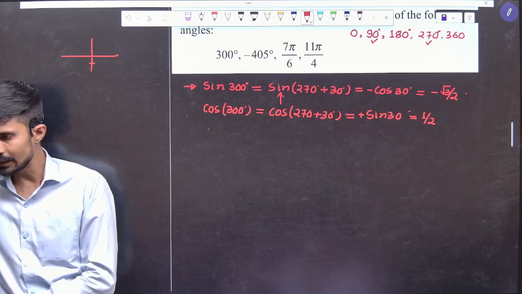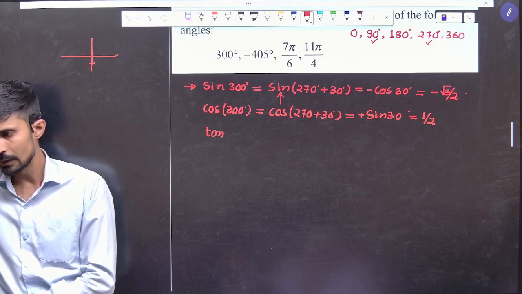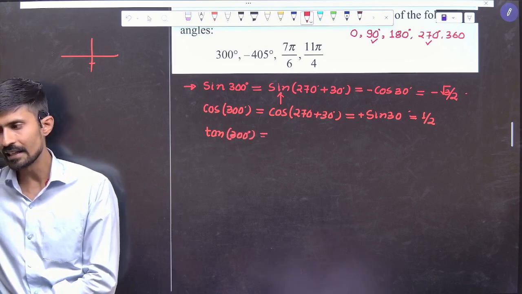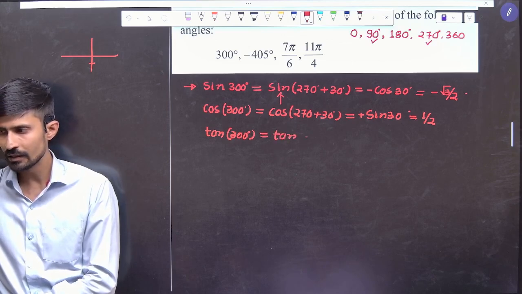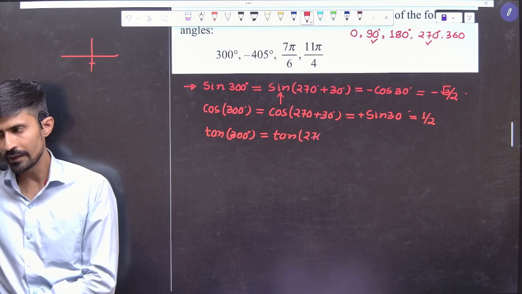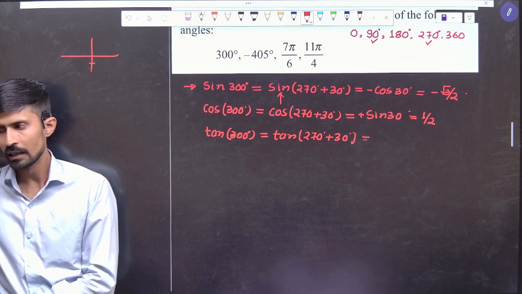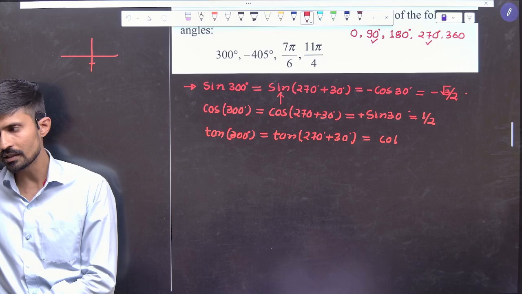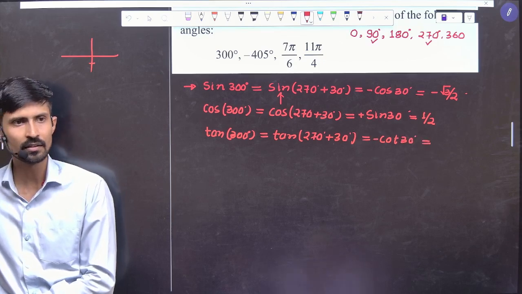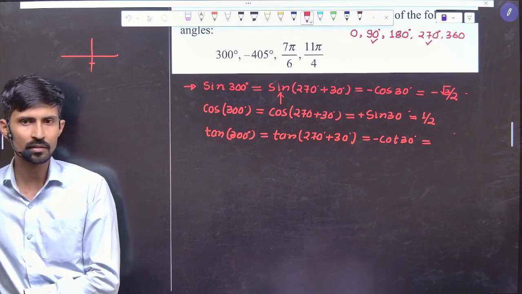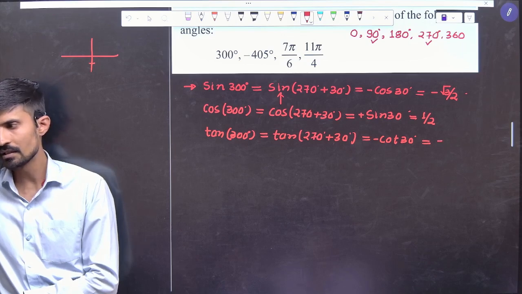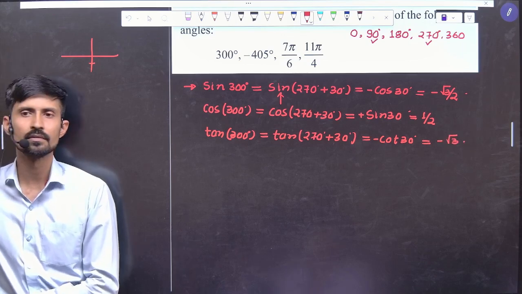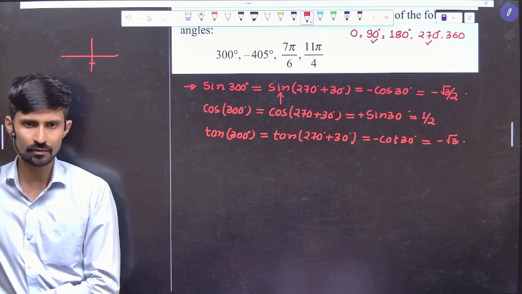Now tan 300 degree. Again we'll write tan 270 degree plus 30 degree. 270 name will change, cot 30 degree, and tan is negative, so that will become minus cot 30. Yes, minus root 3. Okay. Yes?